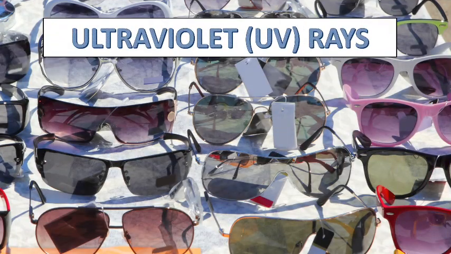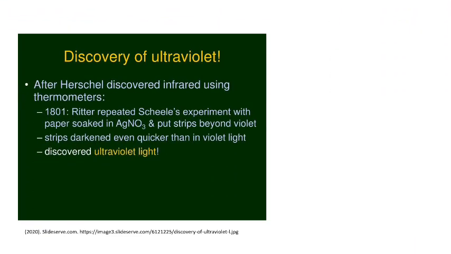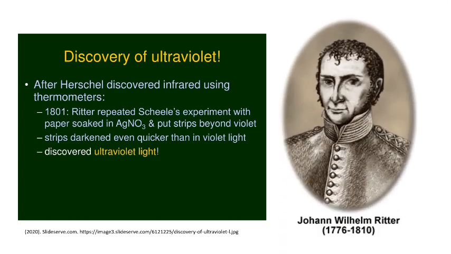The fifth type of electromagnetic wave is the ultraviolet rays. It is a band of electromagnetic waves beyond the violet end of the visible light region of the spectrum. Ultraviolet rays are part of heat radiation emitted by hot objects such as the sun. Ultraviolet rays help in the production of vitamin D, and are also used in the identification of counterfeit notes. Let us learn about the discovery of ultraviolet rays.